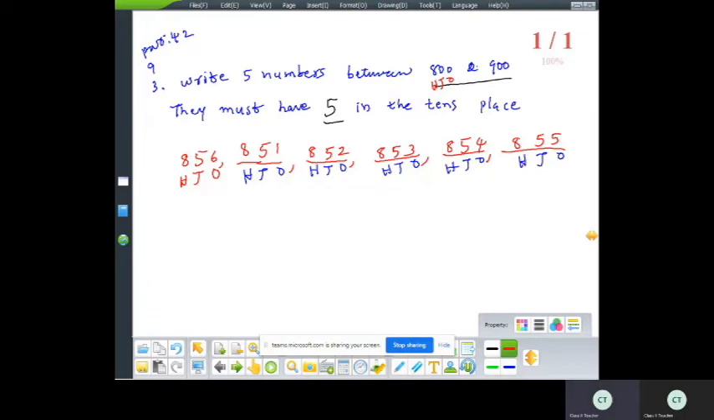We generate 3-digit numbers with the condition the digit 5 in the tens place. Our answers are in between 800 and 900. Our answers are 851, 852, 853, 854 and 855. This is our answer.